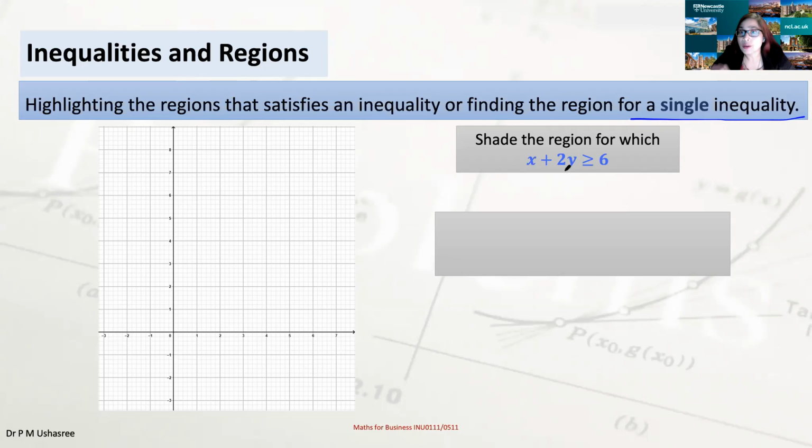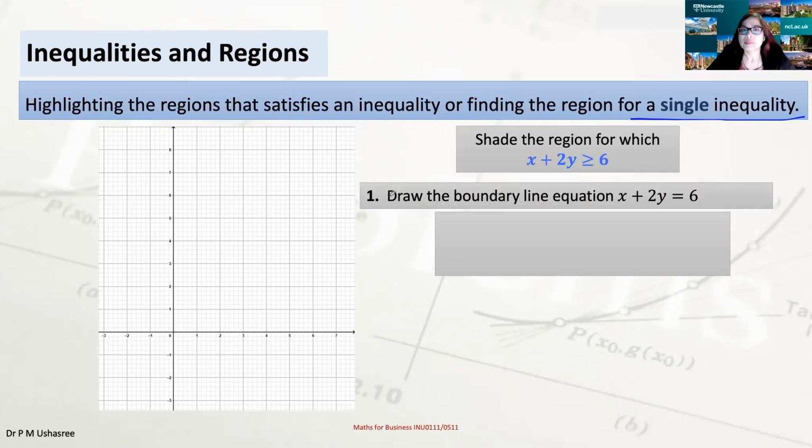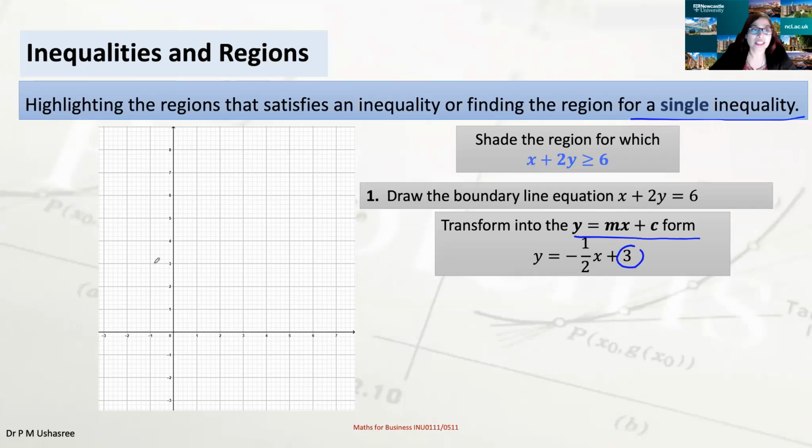First step, draw a straight line for the equation of a straight line. So that is x + 2y = 6. You know how to do that. So draw the boundary line equation x + 2y = 6. What I would do is transform it into y = mx + c form, which is easier for me because then I can see clearly where the straight line crosses the y-axis. By rearranging it in this form, I can see that the straight line should pass through this and should have a negative gradient.